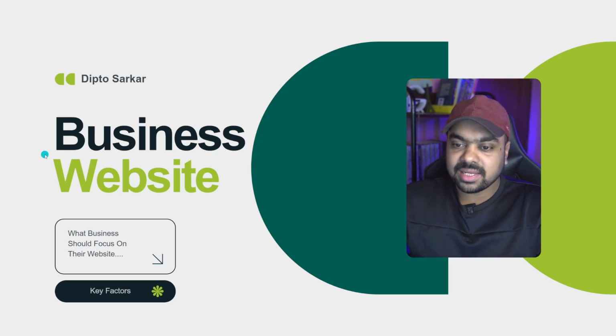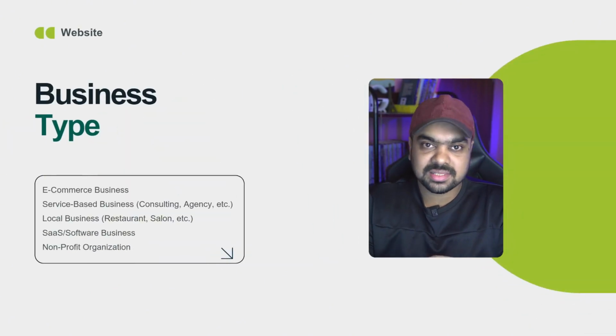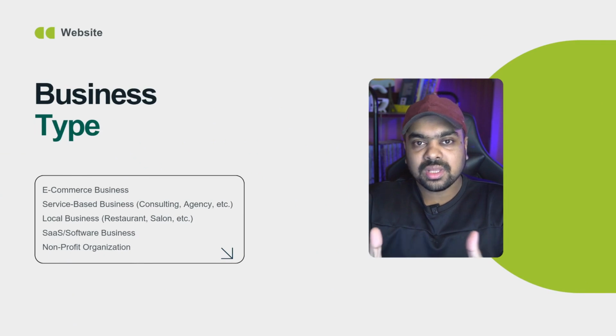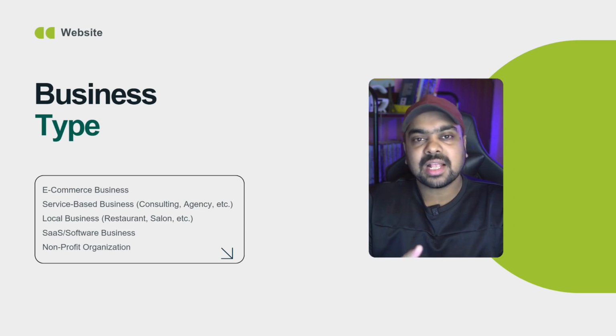But before that, let's take a look at what the 5 types of business websites are. The first one is e-commerce business. All types of products that are sold through a website can be categorized under e-commerce. Next to that, there are service-based businesses such as consultancy, law firms, those who provide services. The websites for these types of businesses are considered service business websites.